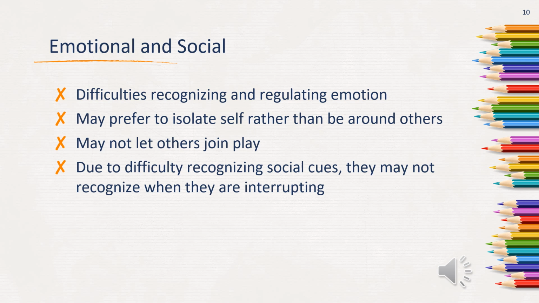As far as their emotional and social development, those with ASD have difficulties recognizing and regulating emotions. They often prefer to isolate themselves rather than being around each other. And due to difficulty recognizing social cues, they may not recognize when they are interrupting.